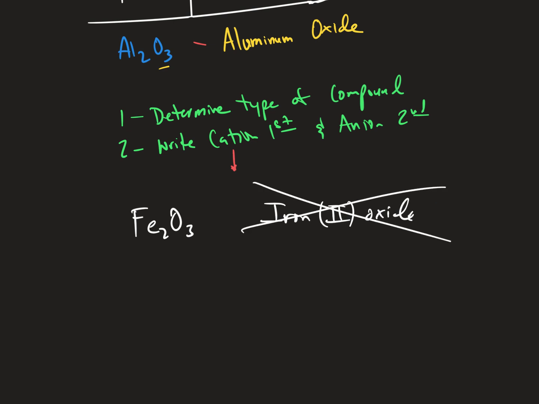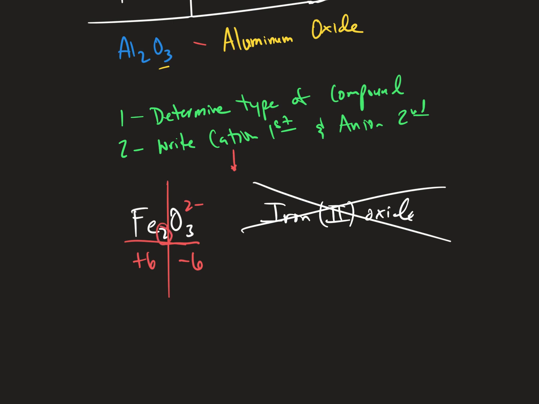It's not. Remember how we figure out the charge from last time? So it's Fe2O3. Oxygen is 2 minus, and there's 3 of them, so that's a total charge of -6. This side has to be +6. Are we remembering this, guys? Yes or no? Okay.